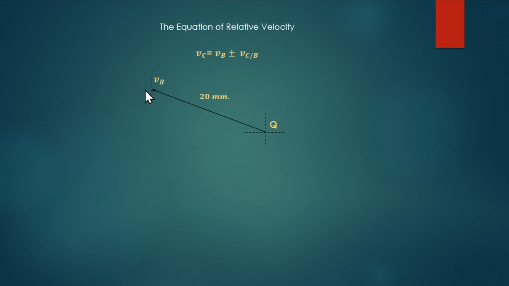So we have to create a new axis at the end point of your velocity B, and there we also put the velocity C. It should intersect with the velocity C relative to B. Yes, and measure by your ruler.